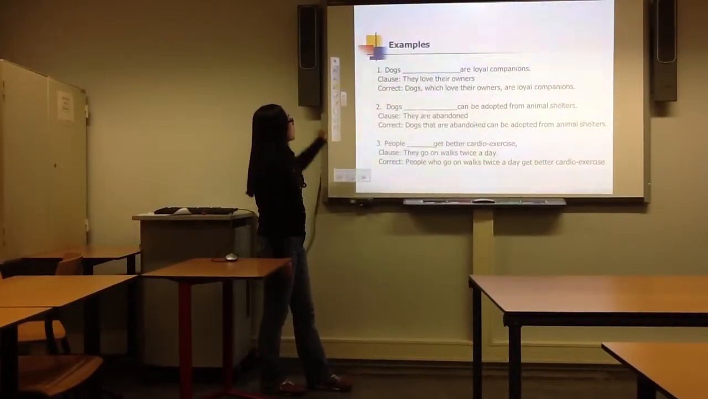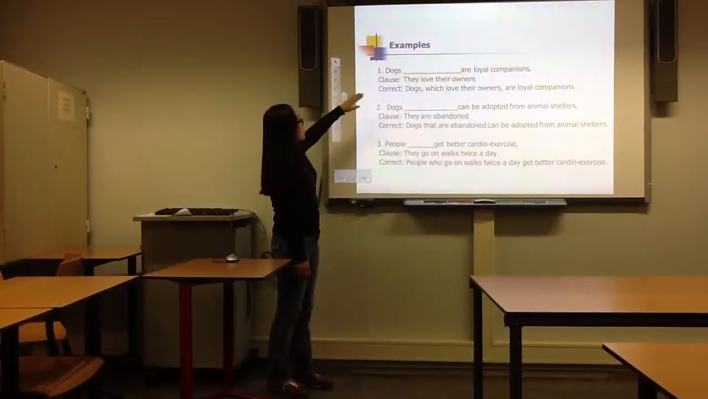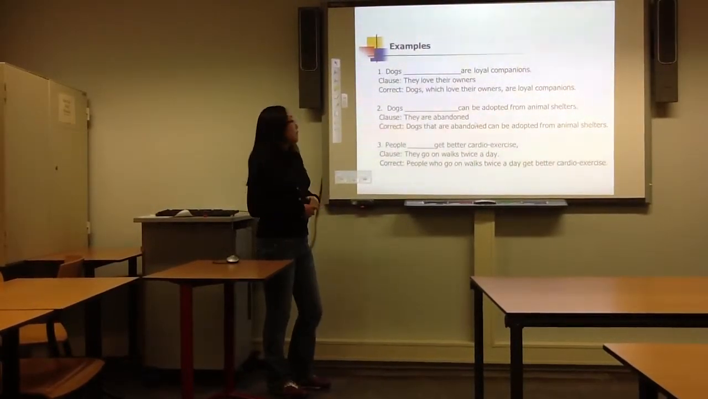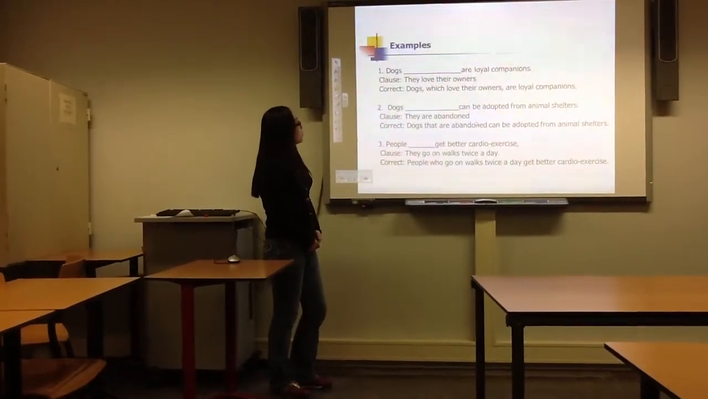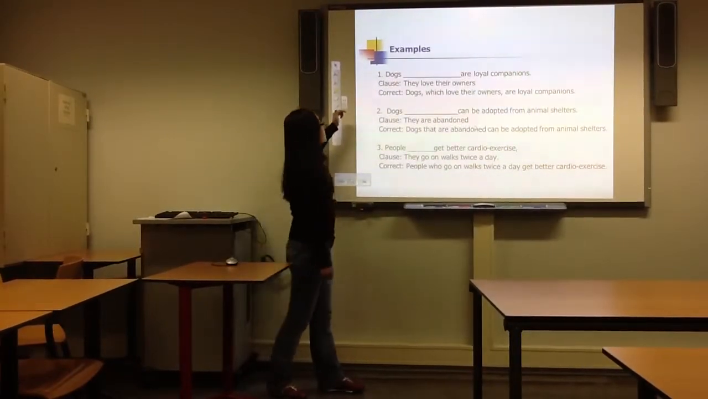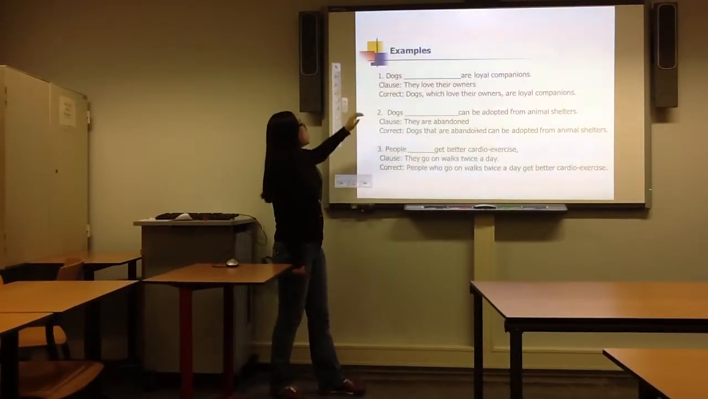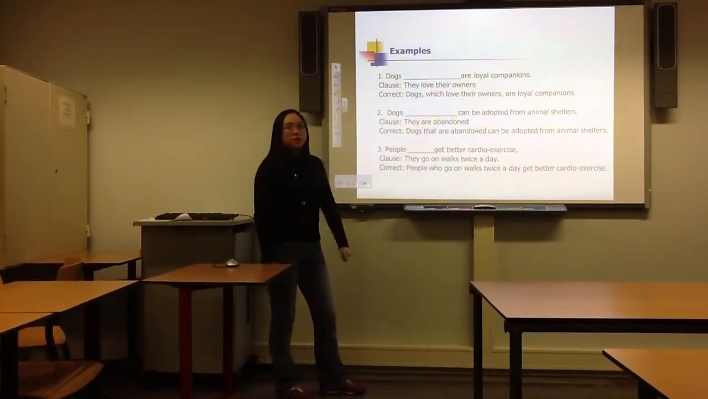The first one: dogs blank are loyal companions. We need to put the right clause into the sentences, which makes the sentences correct. So the first one, as you can see, the clause is: they love their owners. This clause only gives us more information about the dogs, so it does not restrict the subject dogs. So this is a non-restrictive relative clause.